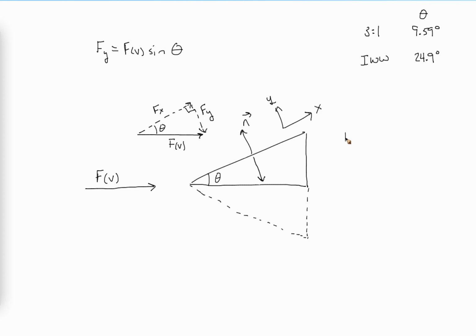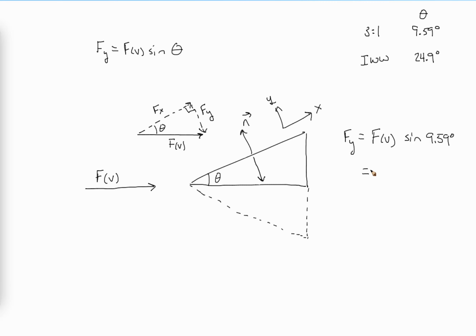Let's start with a 3-to-1 broadhead. F_y is F_v, whatever our impact force is. We don't care about that. What we care about is the sine of theta term, because that tells us what percentage of the impact force is directly acting against the edge in trying to roll the edge or chip it or push it or anything else. And so that's going to be sine of 9.59 degrees.